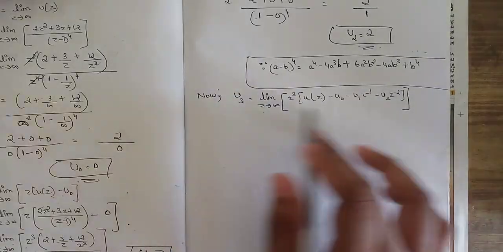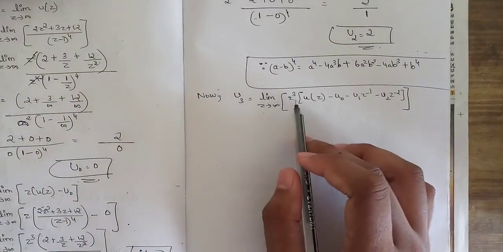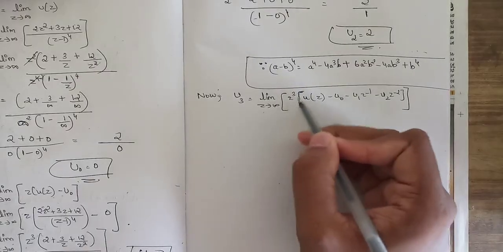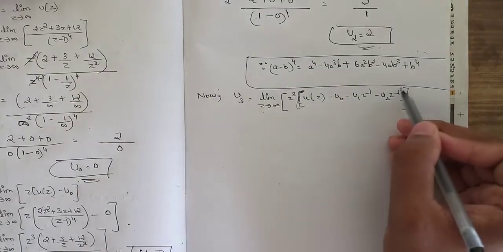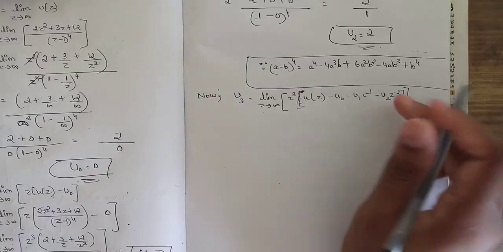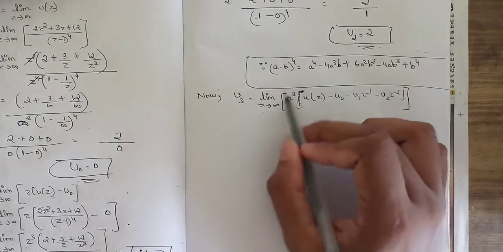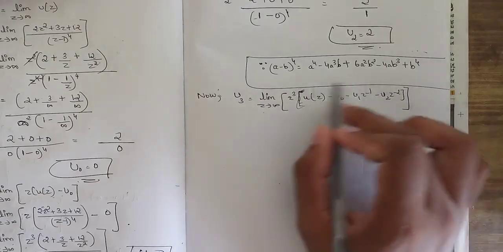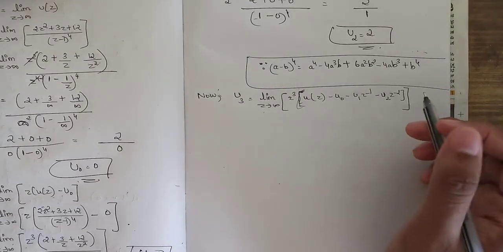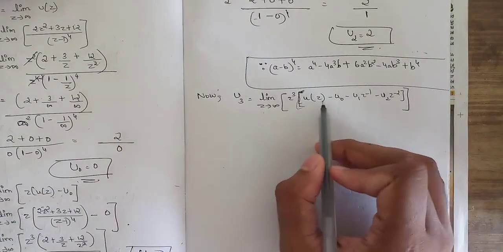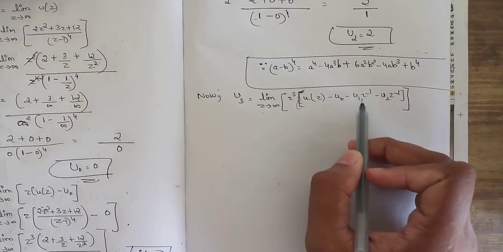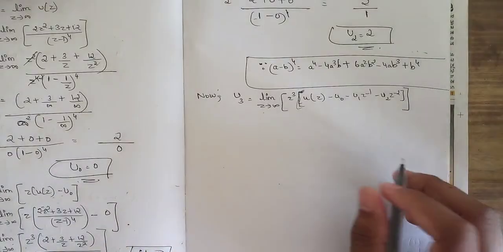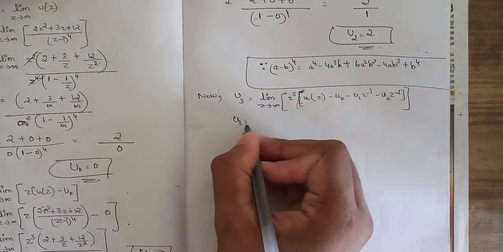So we know that u3 we have defined as z cube into u of z. This z cube remains outside. This u of z term should be in one bracket, and this z cube is a separate term outside, so don't merge them together. So z cube into (u of z minus u naught minus u1 z inverse minus u2 z to the power minus 2). Now let's simplify.